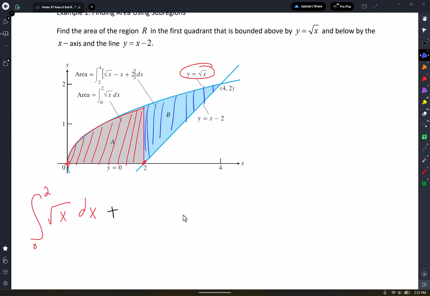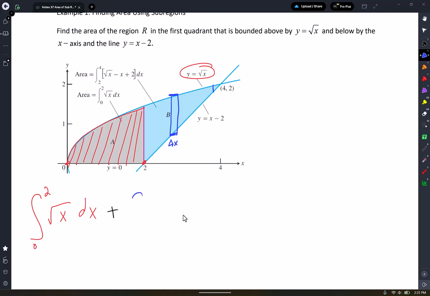Well, remember that all these are just Riemann sums. Here's my rectangle. This is delta x. See? So, I'm just adding up a whole bunch of rectangles. How do I get the height of this rectangle? The top curve here minus the bottom curve here. Do you guys see that?